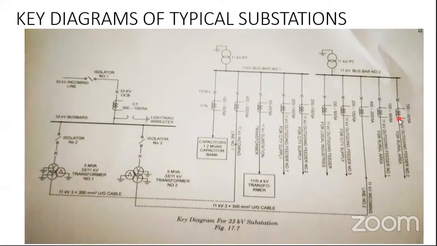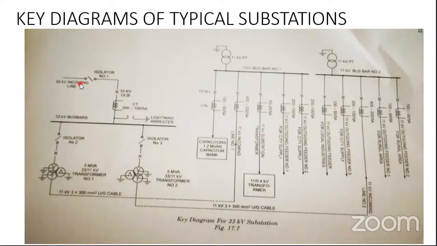Now let us describe the single line diagram of a 33 kV substation. A 33 kV substation means the substation is having a 33 kV line as an input to it. And the 33 kV line is connected to a step-down transformer to feed various loads and conduits. So let us come here. It is a 33 kV incoming line.